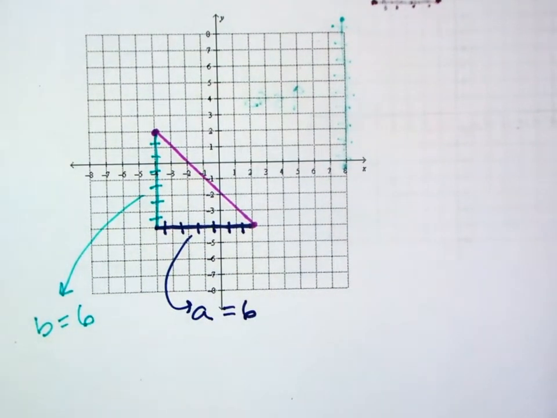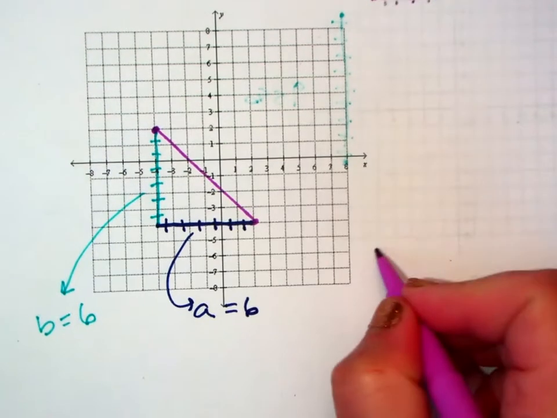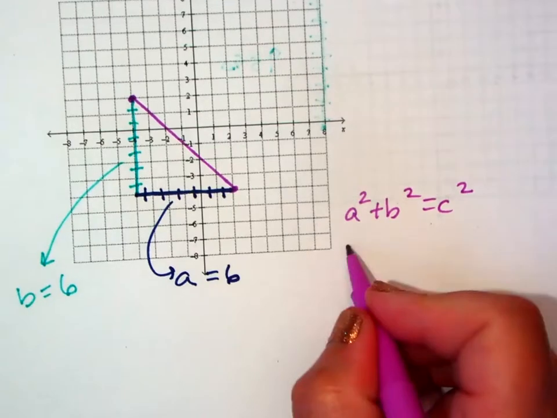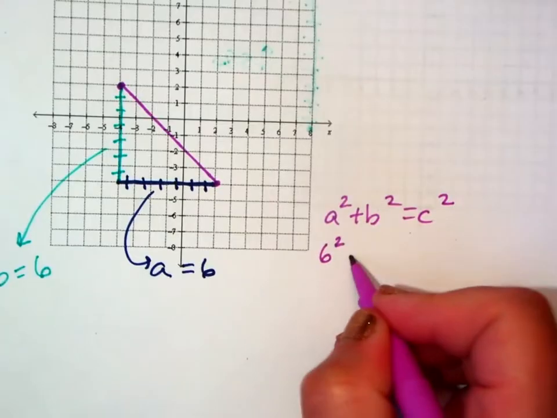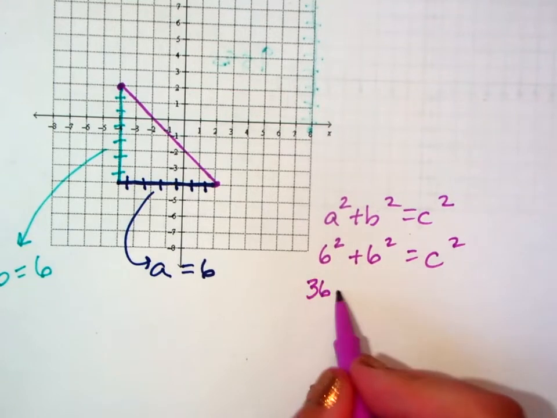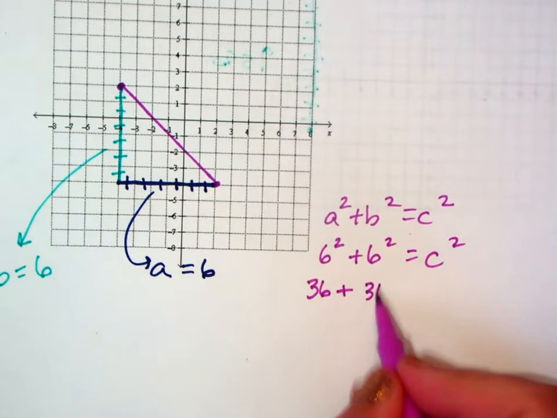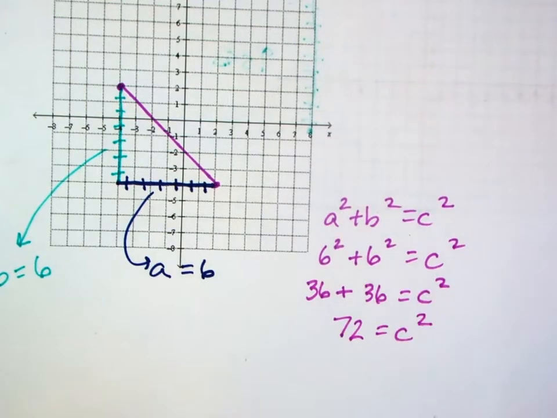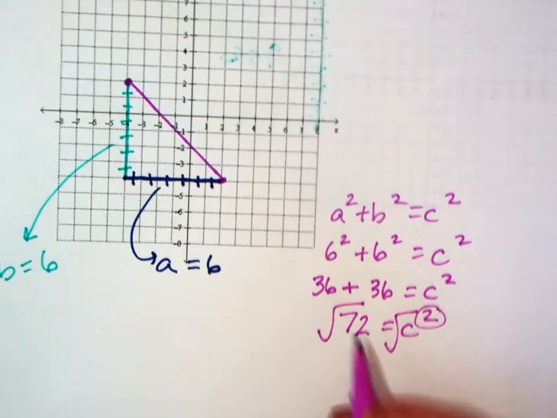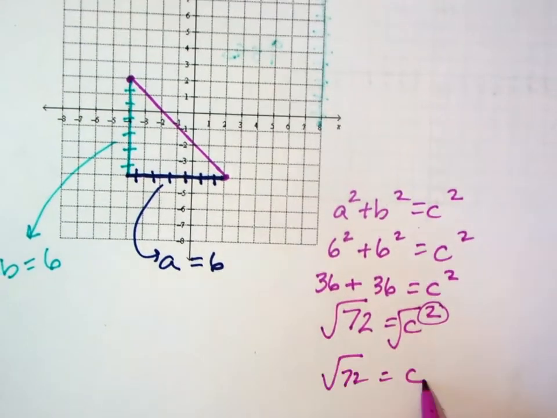Okay, so then when we do our formula to figure out the side of the hypotenuse, we'll do A squared plus B squared equals C squared. And in this case, it's 6 squared plus 6 squared equals C squared. 6 squared is 36. Okay, so C squared is 72. And remember, to get rid of that squared, we have to take the square root. So the square root of 72 is C.